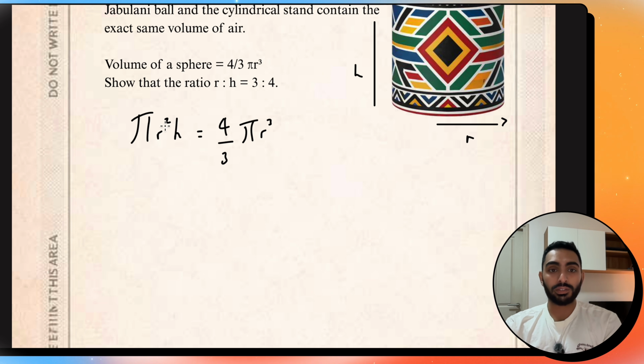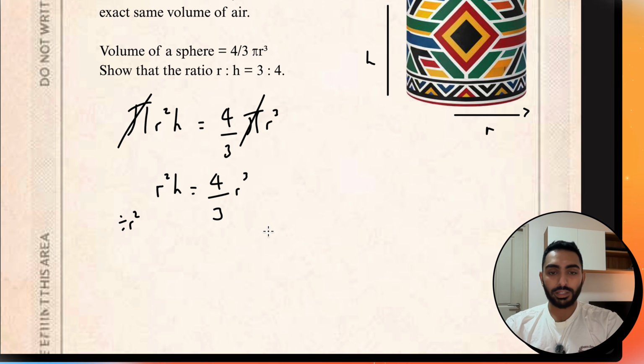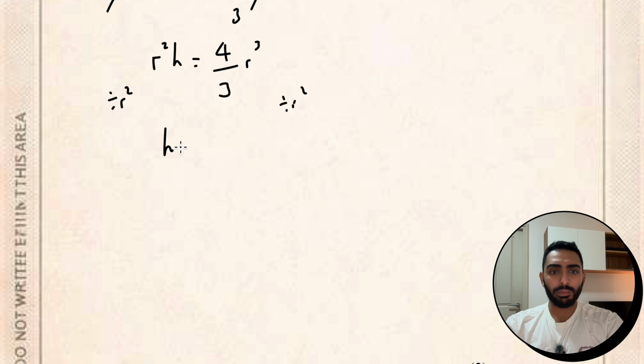We want to get r's on one side, and we want to get h's on the other side. I can see I've got pi on both sides. If I divide by pi, I'm left with r squared h is equal to 4/3 r cubed. And on both sides, there's an r squared. There's an r squared inside this r cubed. If I divide by r squared on both sides, I'm left with h is equal to 4/3 of r. And getting rid of this fraction, this denominator, I need to times by 3.